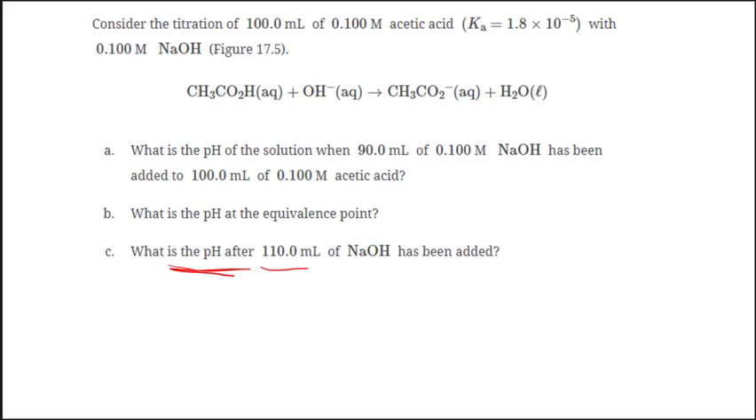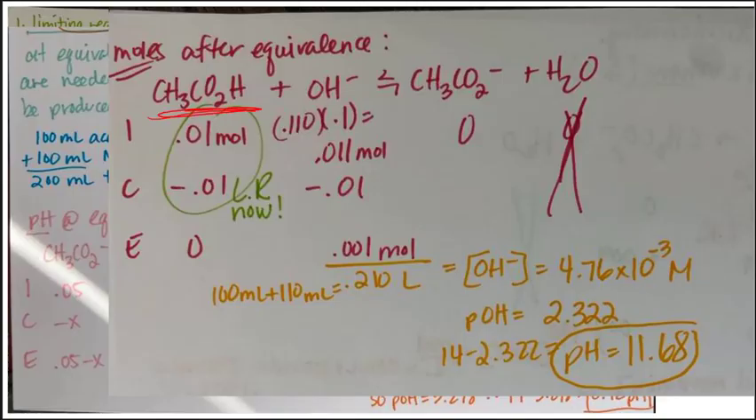Lastly, let's find the pH after 110 milliliters of sodium hydroxide has been added. Here I still have the same amount of acetic acid. Nothing's changed. I still have 100 milliliters and it's 0.1 molar, so I have 0.01 moles of acetic acid. But I changed hydroxide. I now have 110 milliliters, so 0.110 liters times the 0.1 molarity, giving me 0.011 moles. Now, this is my limiting reactant. 0.01 is smaller than 0.011.